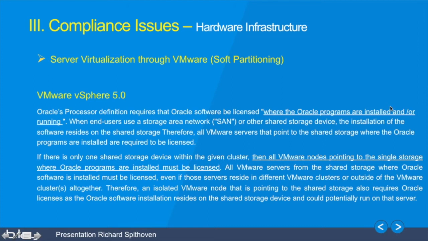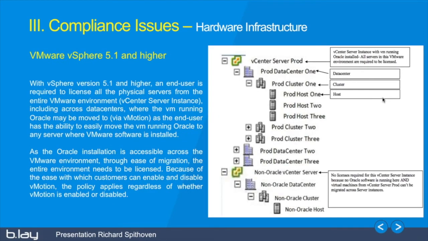Now, Oracle's reason from a compliance perspective to say to customers you need to license all the physical cores of all the physical machines on which the virtual machine with the Oracle software can be hosted comes from the fact that the processor definition in the license agreement says you need to license the software once it is installed and/or running. So when end users use a storage area network or another shared storage device, the installation of the software itself resides on the shared storage, and therefore all the VMware servers that point to the shared storage where the Oracle programs are installed need to be licensed.